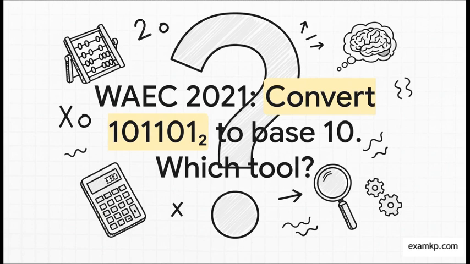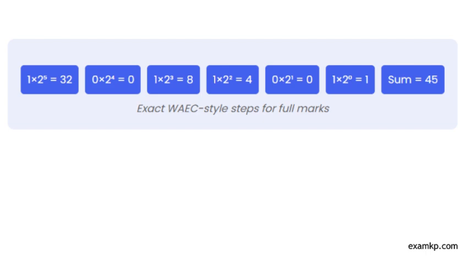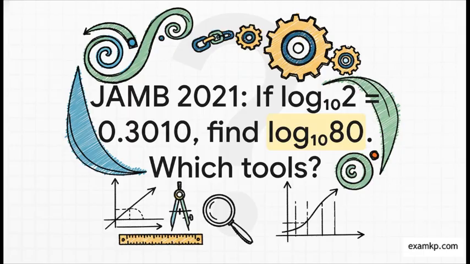Take a quick second. Which of those 4 tools we just talked about are you going to reach for to solve this one? If you said number bases, you are 100% correct. This is a textbook application of our very first tool. You can see in the solution, we just expand each digit using its place value in powers of 2. So you get 1 times 2 raised to the power of 5, plus 0 times 2 squared, then 1 times 2 raised to the power of 1, and the last one times 2 raised to the power of 0. You add them all up, that's 8 plus 0 plus 2 plus 1, and boom, you get 45 in base 10.